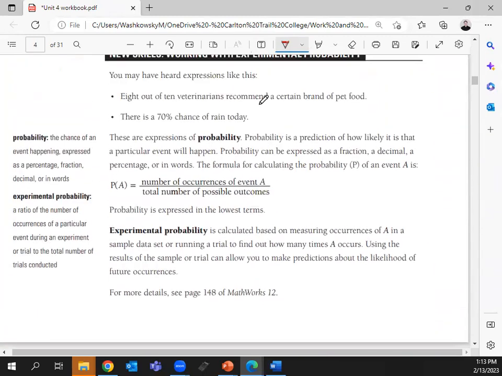Okay. So now on the bottom of page 146, you can see these definitions. This is stuff we've already done. We know what a probability is. It's the chance of something happening. And we can put that as a percentage, a fraction, a decimal, or in words, right? So we know what a probability is.